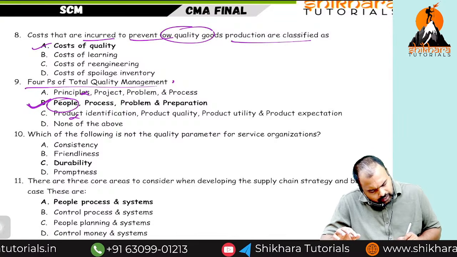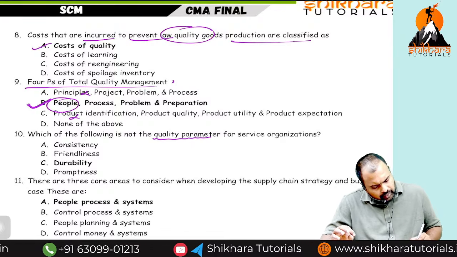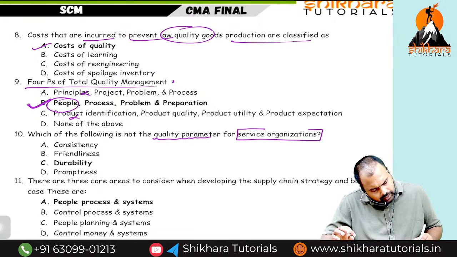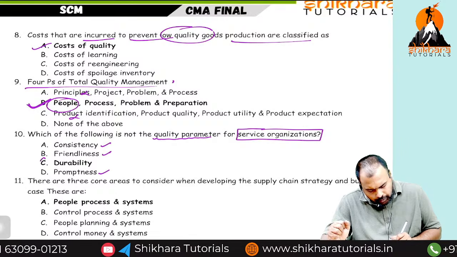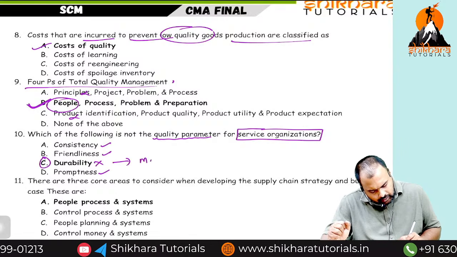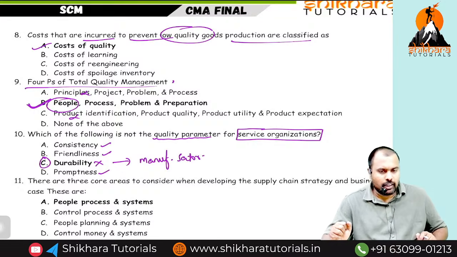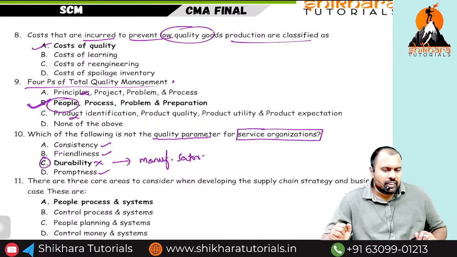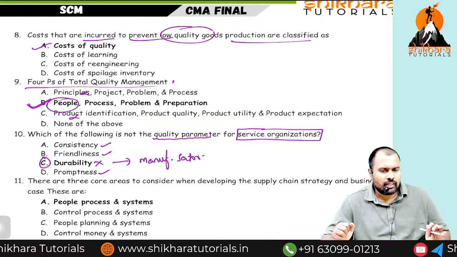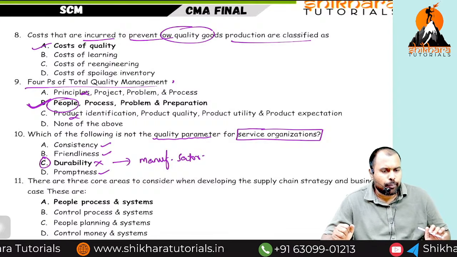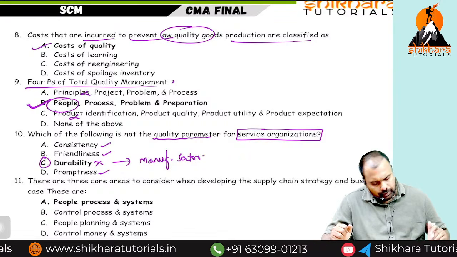Next, which of the following is not a quality parameter for a service organization? For a service organization, consistency is a parameter, friendliness is, promptness is, but durability no. Durability is for the manufacturing sector. Service sectors won't look for durability, sir, because a service is a one-time thing that gets completed anyhow, but your service has to be consistent, friendly and prompt. But durability, no, that is only for manufacturing sectors.